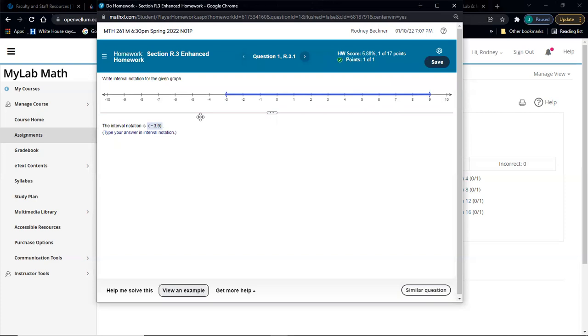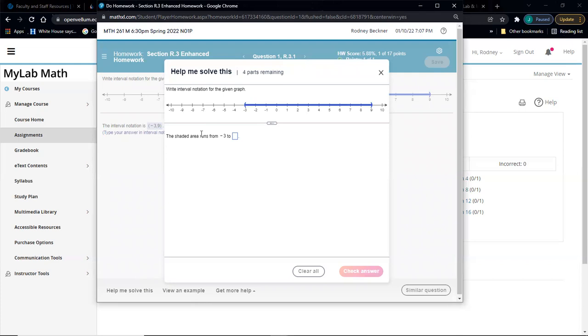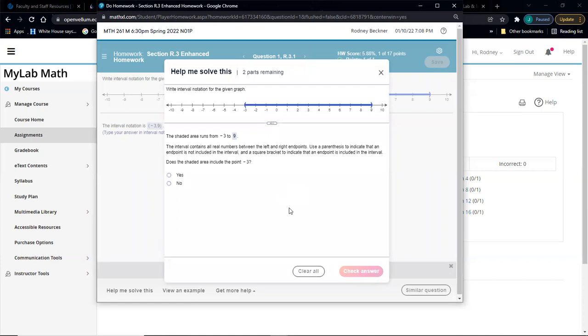Or maybe you want to do this interactively and actually answer stuff instead of just reading it. A lot of people prefer this one. Help me solve this. All right, the shaded area runs from -3 up until what number? Well, it looks like 9. So this time I actually have to interact. Got it. Does the shaded area include the point -3? Well, that's a parentheses, so we said no. Bracket, it would. Cool, we got it right.